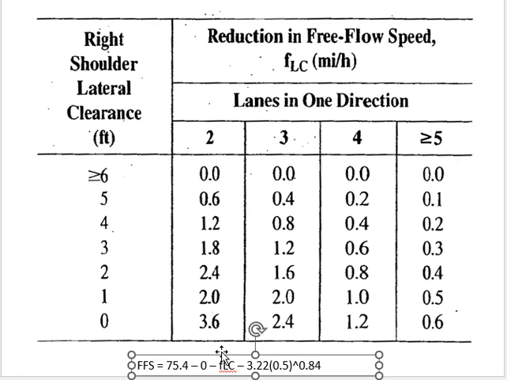Same thing for the lateral clearance. Having more clearance is good, so I pick the best value. When I pick the best value, the factor becomes 0. Give me the free flow speed now. How much free flow speed?